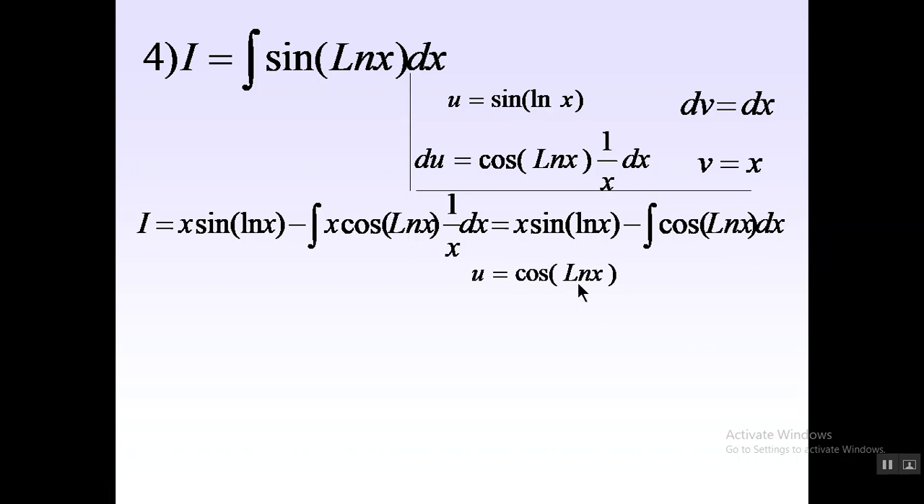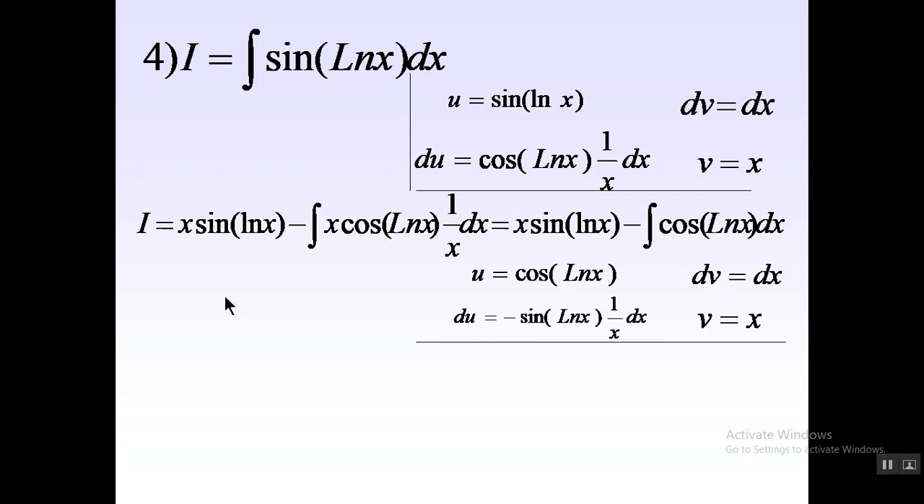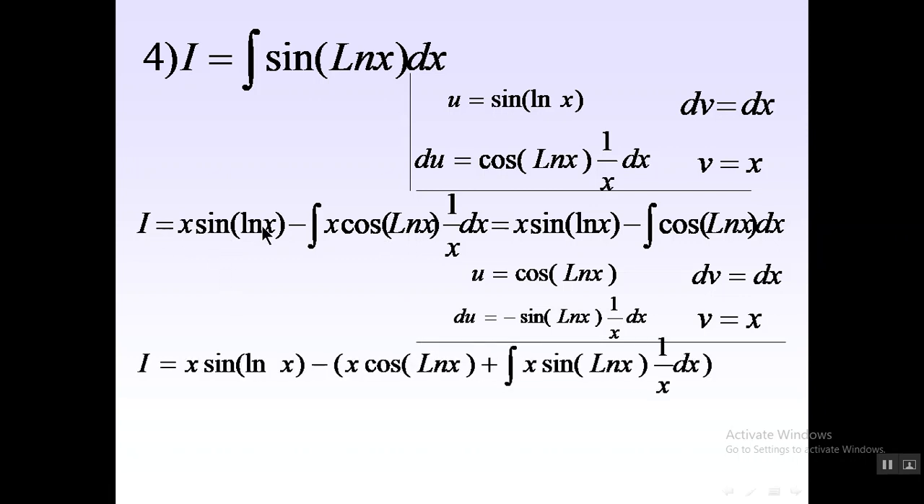For this case, we have u equals cosine ln x and dx equals dv. We differentiate on this side, so we get du equals the derivative of cosine of ln x. Again, we need to use the chain rule for finding the derivative. Cosine gives negative sine ln x, then multiplied by the derivative of ln x, which is 1 over x dx. On this side, we integrate, we get v equals x. Now, from this we get I equals x sine ln x minus this integral.